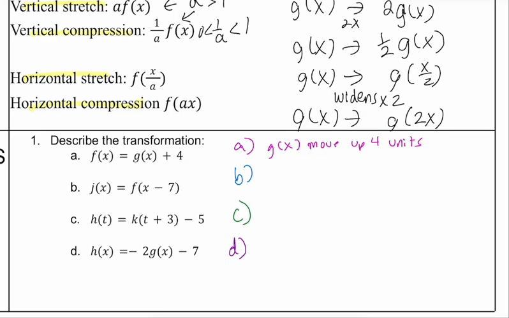Now, B, we have something that has happened on the inside of our function. That is going to move it somehow left and right. It's going to change it horizontally. If you're unsure of what happens, it's not a bad idea to set that inside equal to 0 to see where our center has shifted. Our 0 has now shifted to 7. 7 is to the right of 0. So you can say that our f of x function has moved 7 units to the right.